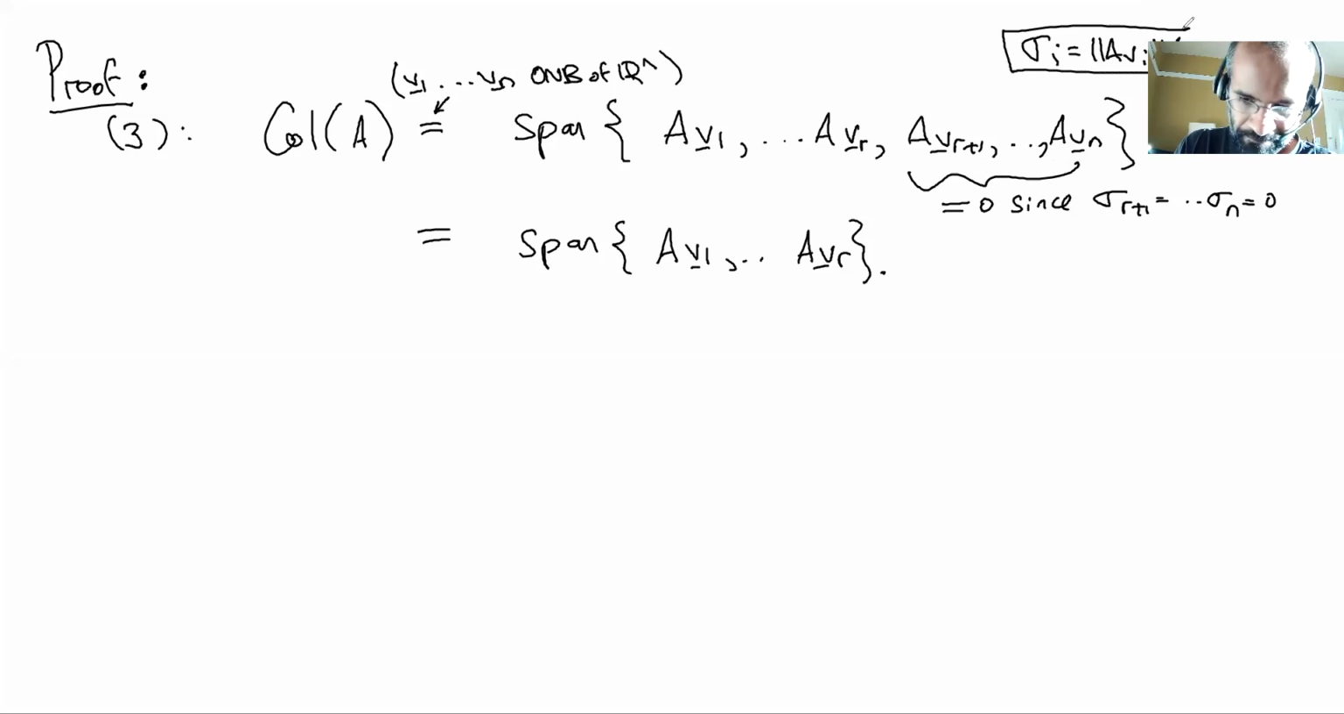Right? Okay, so now I know that AV1 through AVR span the column space, and I know they're not 0. These are all non-zero, because again, I chose sigma R to be the last one that's non-zero, right? So I have a bunch of non-zero vectors spanning the column space. Now I need to show that they're orthogonal, then I'll be done, right? Because that's what an orthogonal basis is.